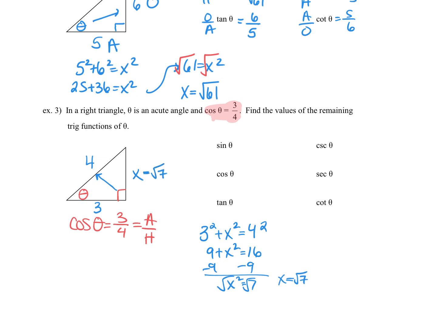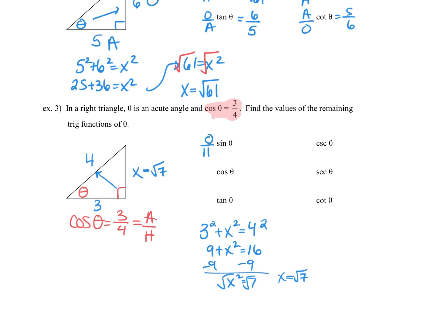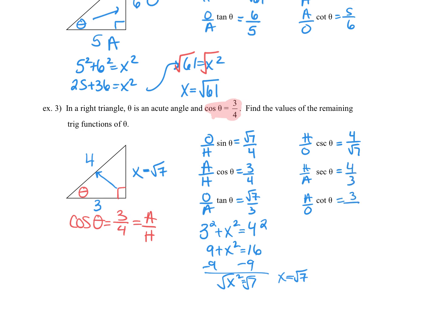Now that I know those missing sides, I can fill in my trig functions. And I'm going to fill in my SOHCAHTOA. So sine, CAH, TOA. So square root of 7 over 4, 3 over 4, square root of 7 over 3. Then I'm going to do the opposite. So the reciprocals. And so 4 over square root 7, 4 over 3, and 3 over square root 7.